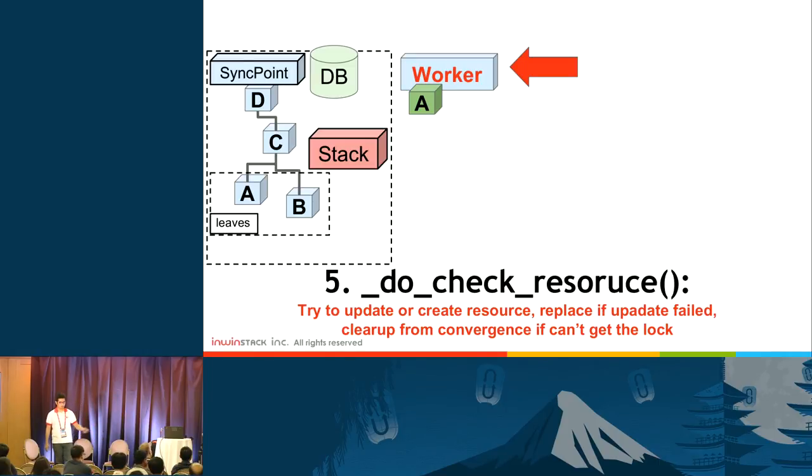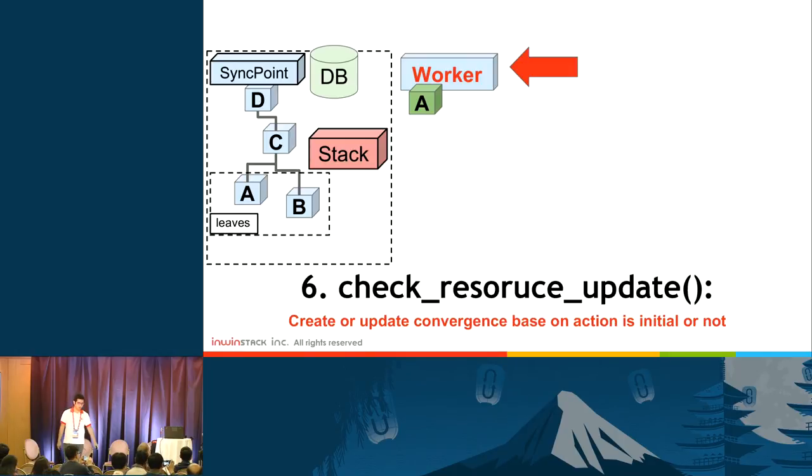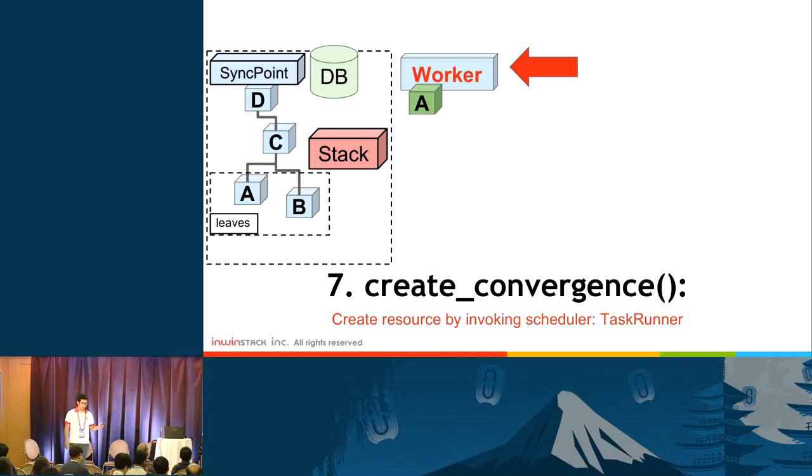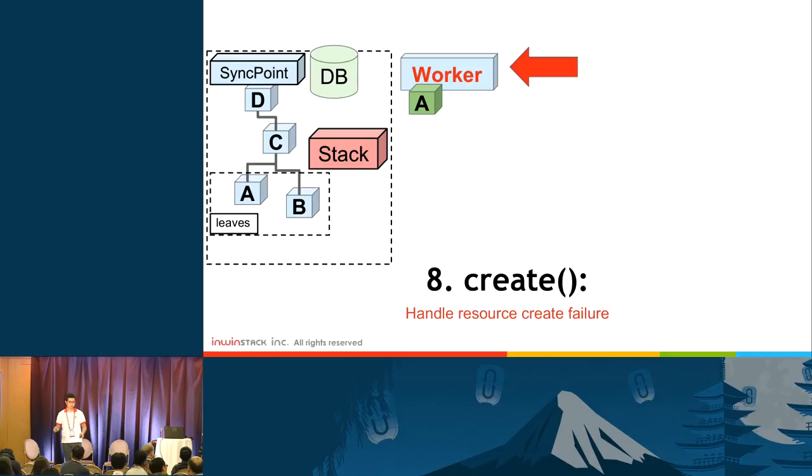The first step will check if the update failed, or check the log. Make sure you have the resource and the log, and make sure you can create it, just for prevention. And then at step 6 you check that the action is create, whether the action is initial or not; otherwise it will be update or others. And at step 7, you trigger a scheduler, and the scheduler will help you do the creation processes. At step 8, you trigger a handle create, and for every resource there is a handle create action, written specifically for that resource.